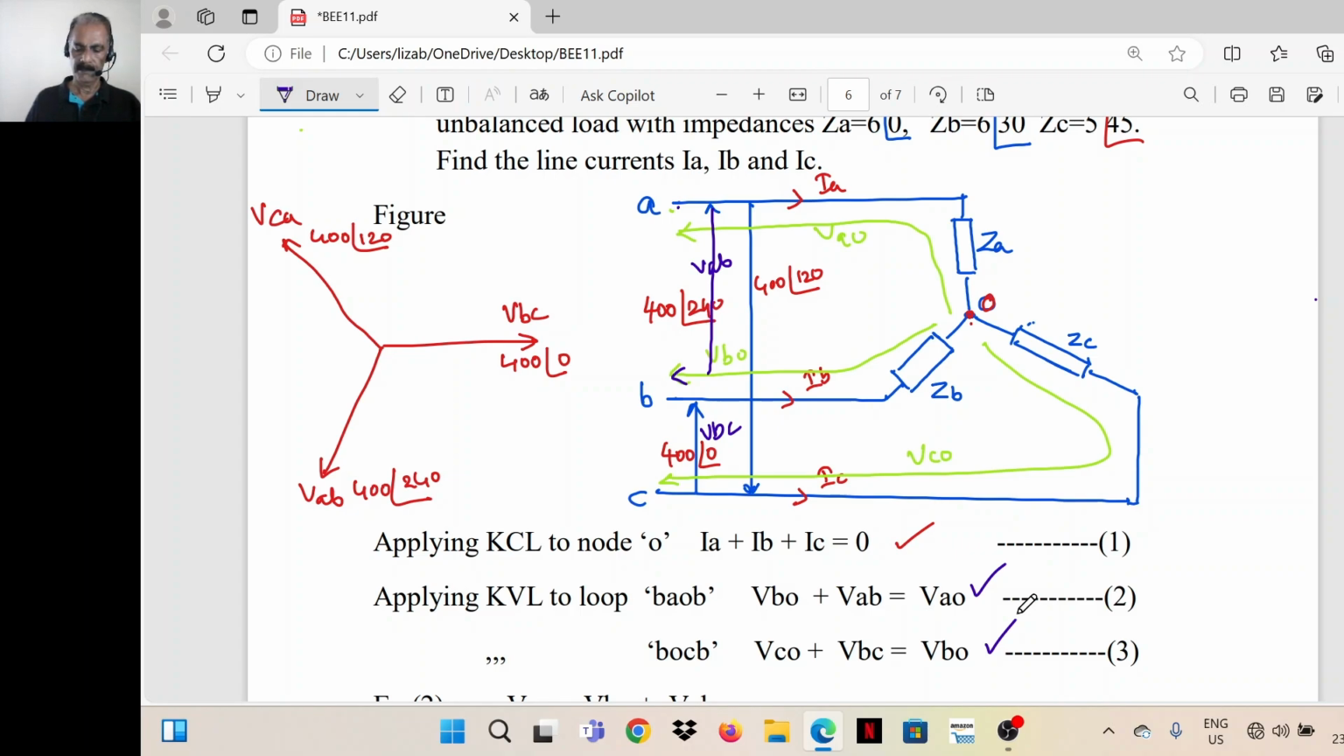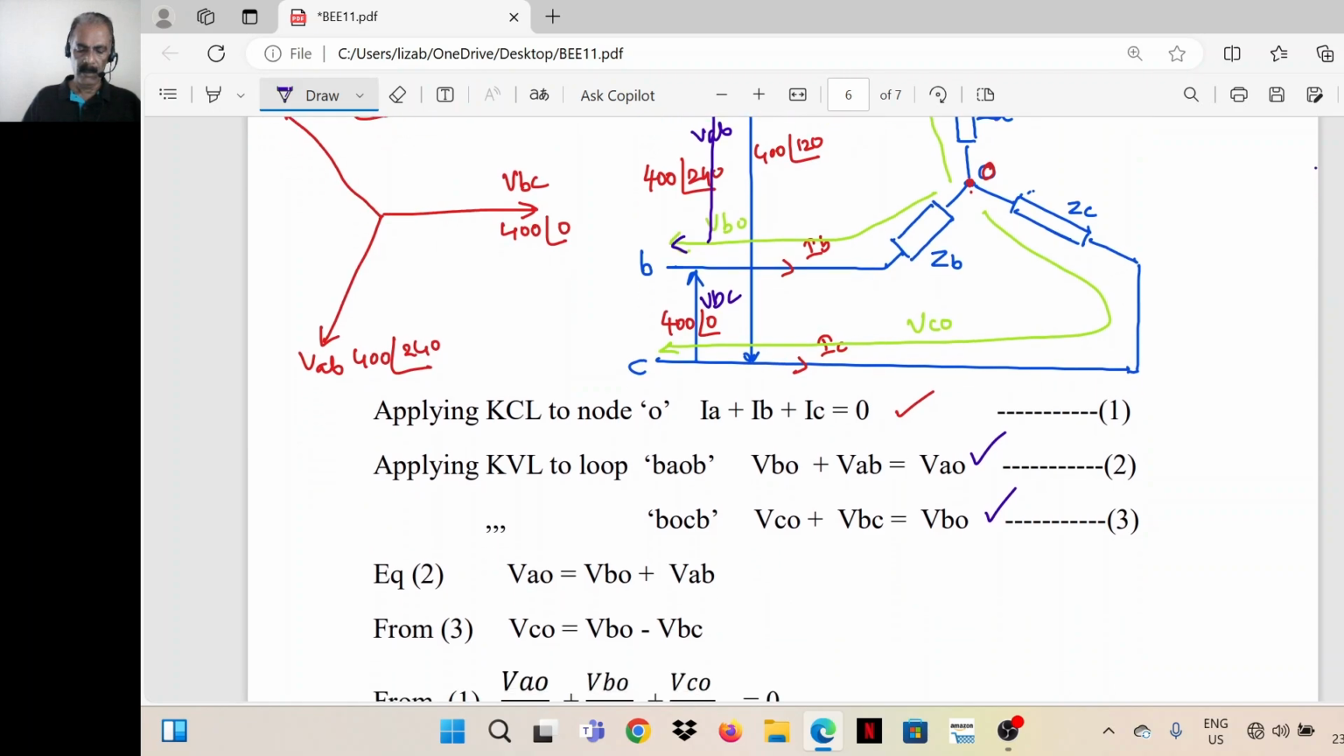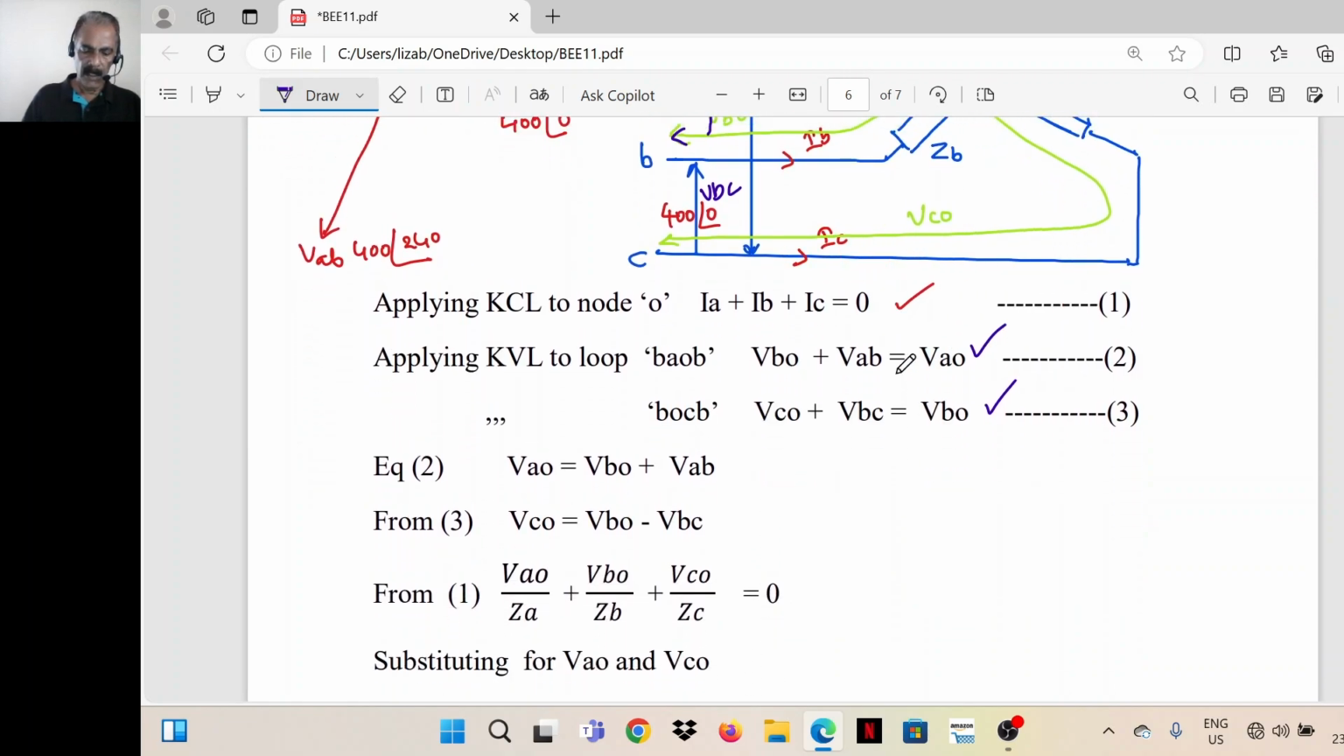Now, rewriting the equation, VAO is equal to VBO plus VAB, from 2. Likewise, VCO is equal to VBO minus VBC, from the third equation, from 3.